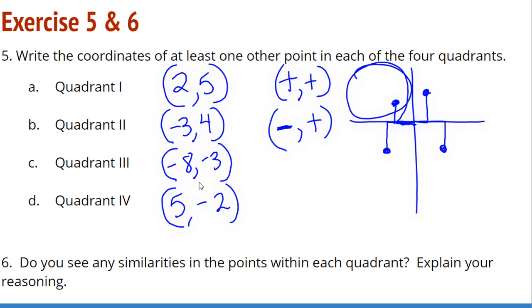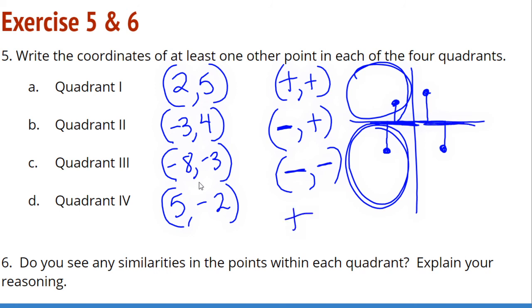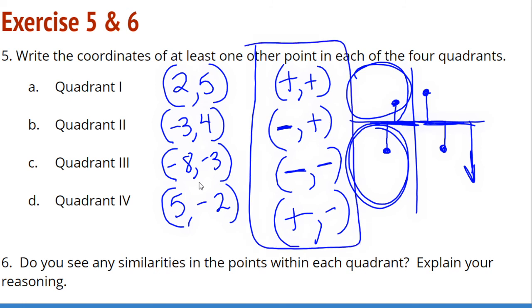For quadrant 3, I'm doing the negative section of the x, and I'm also coming down into the negative section of the y. And for quadrant 4, I'm going into the positive section of the x, and then I'm going into the negative section of the y. So as I look at points in the coordinate plane, if I recognize and remember that pattern, I can tell something about coordinates just by looking at them.